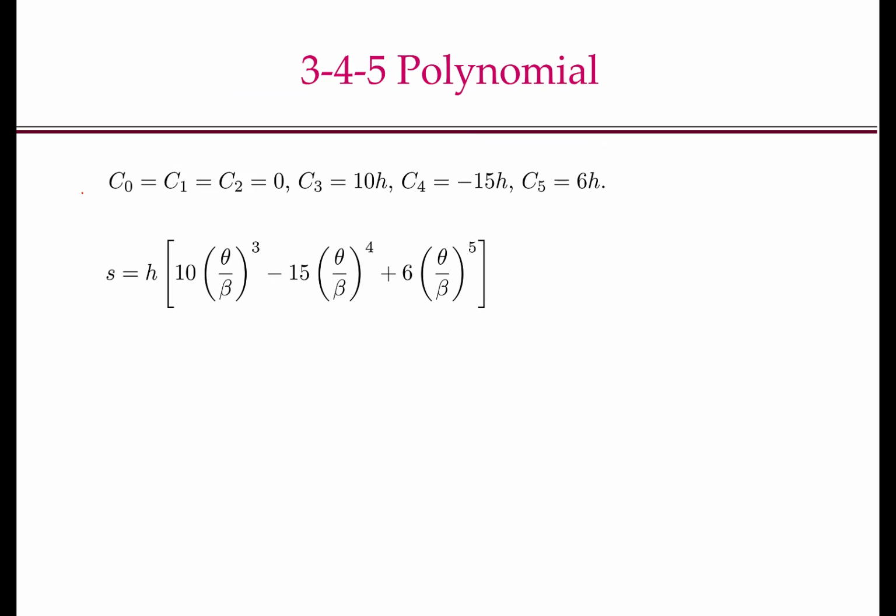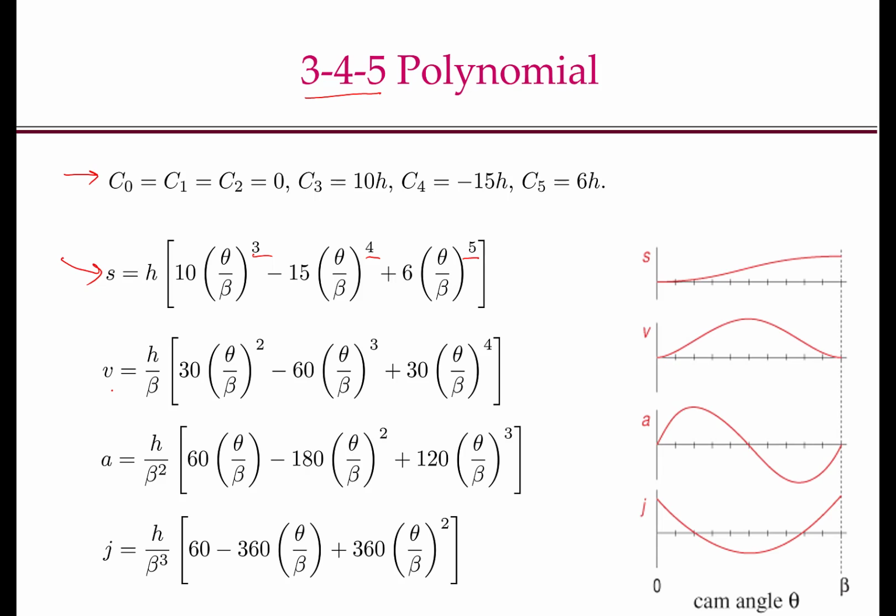Now substituting the values of C0 to C5 that we obtained in the previous slide, we obtain this displacement curve. In this displacement curve, only terms of degree 3, 4 and 5 are present. Therefore, this is also called a 3, 4, 5 polynomial. Similarly, the velocity and acceleration curve we can obtain by substituting C0 to C5 in the expressions for the velocity and acceleration that we had before. The jerk can be obtained from dA d theta.